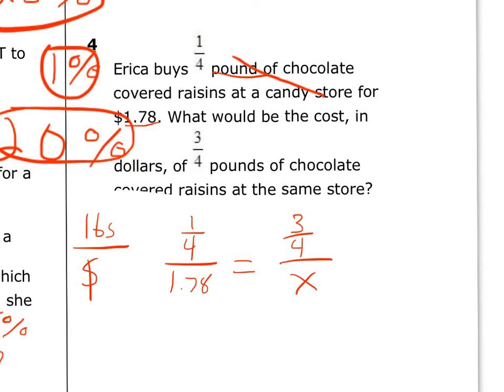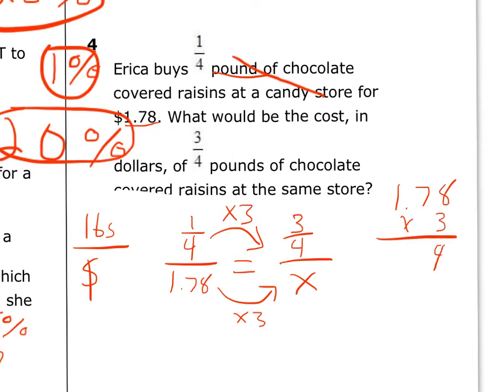So, how do you get from 1/4 to 3/4? Times 3. So down here, we're going to times by 3. 178 times 3. That's 534. $5.34 is your answer. Alright. This is what you need to study right there, how to set it up.